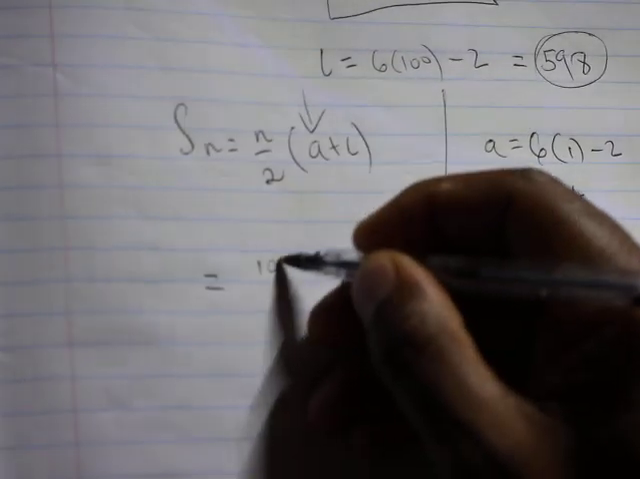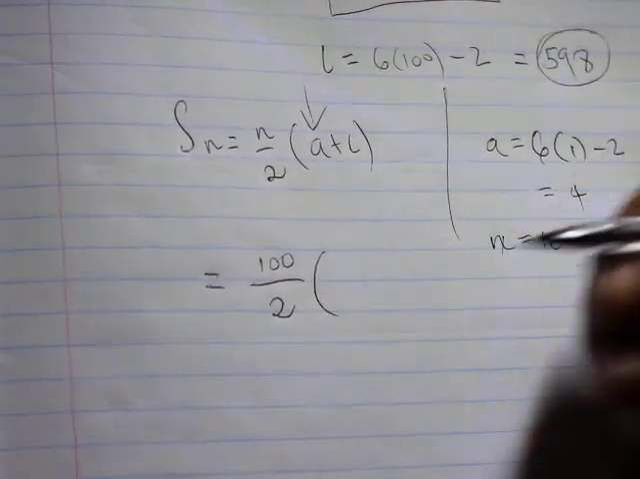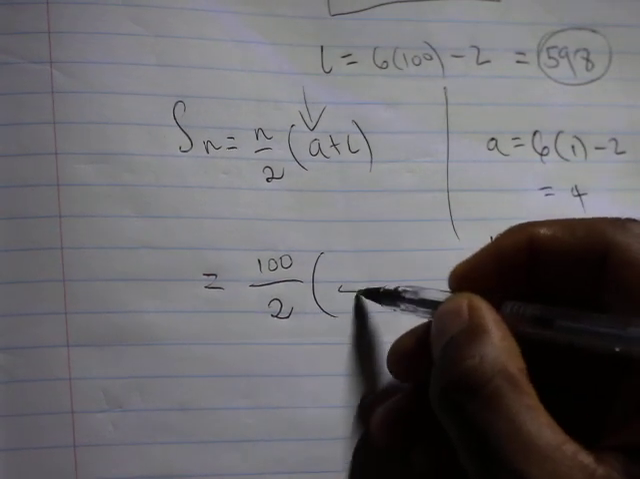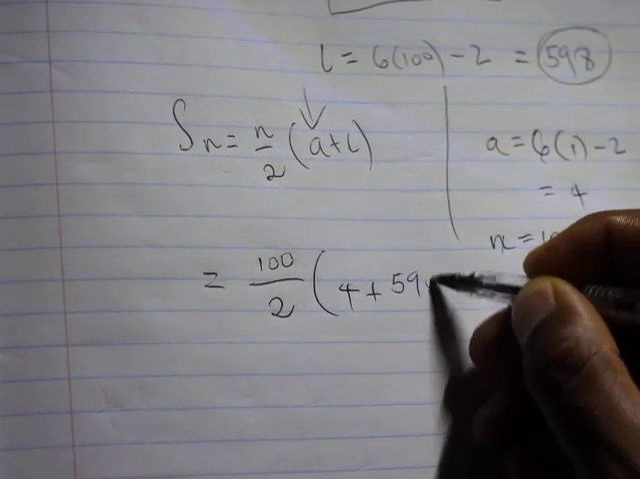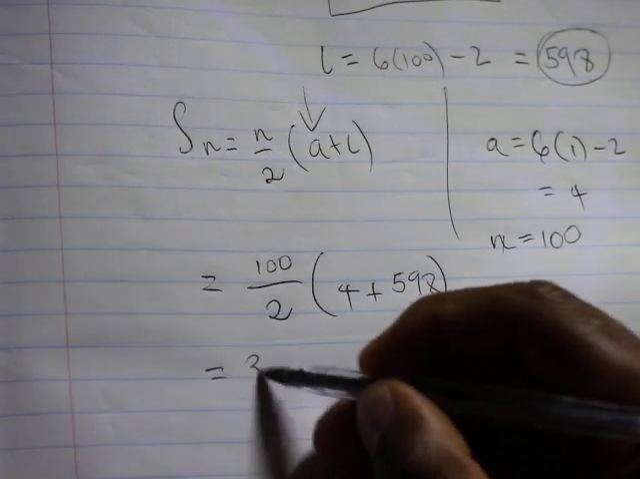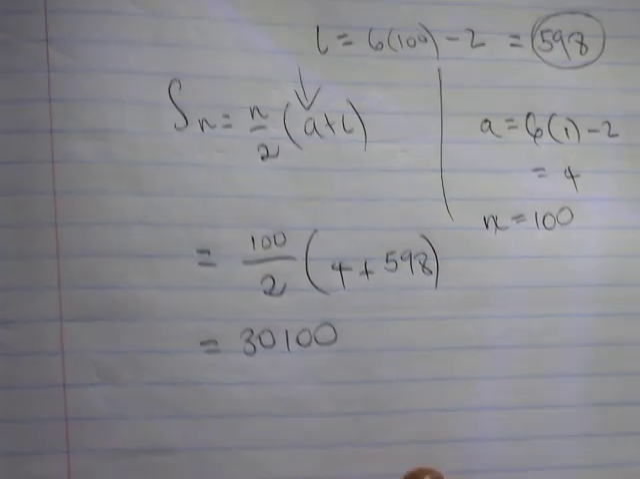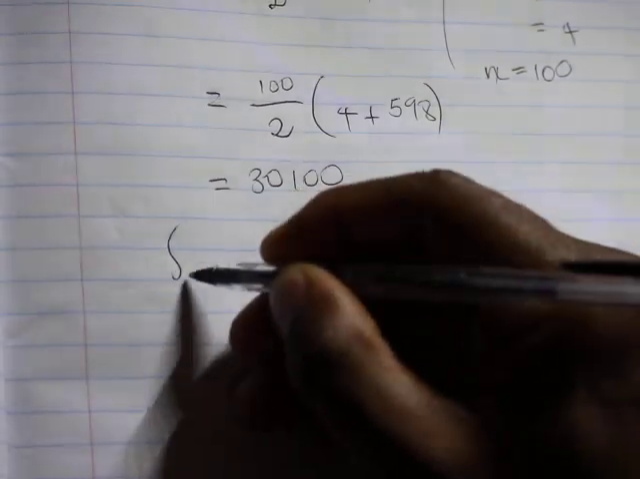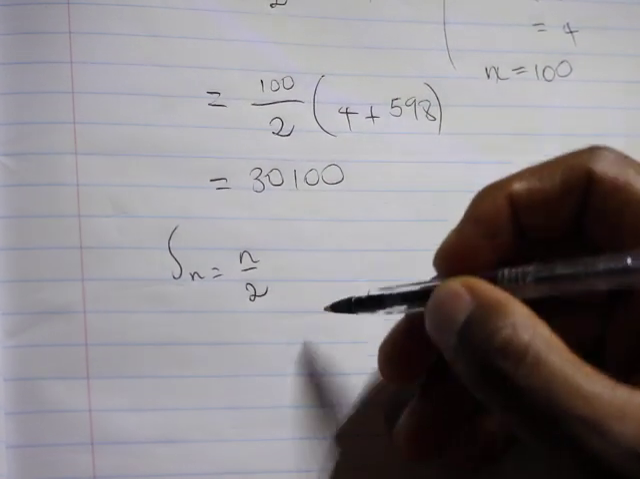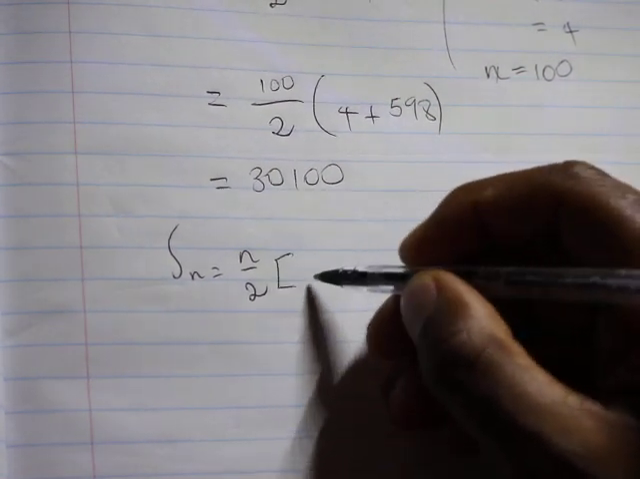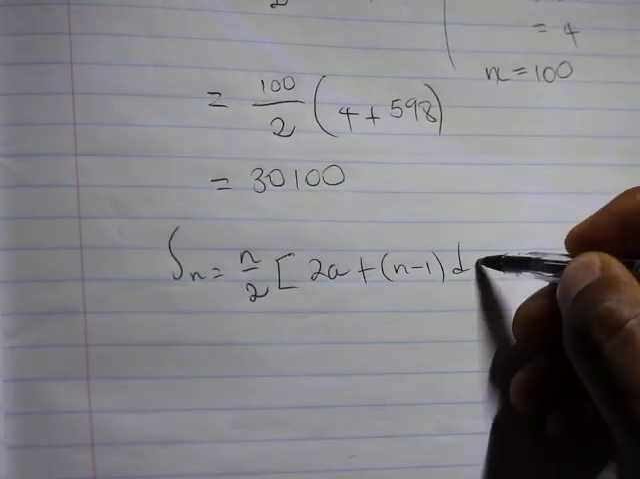So n is 100 divided by 2, right, into a, that's 4, plus the last term, which is what? 598, and that would give us what? 30,100. But remember what I said: this formula works all the time. It's just that sometimes it's kind of long. So this is the other case: S_n equals n over 2 into 2a plus n minus 1 times the d.